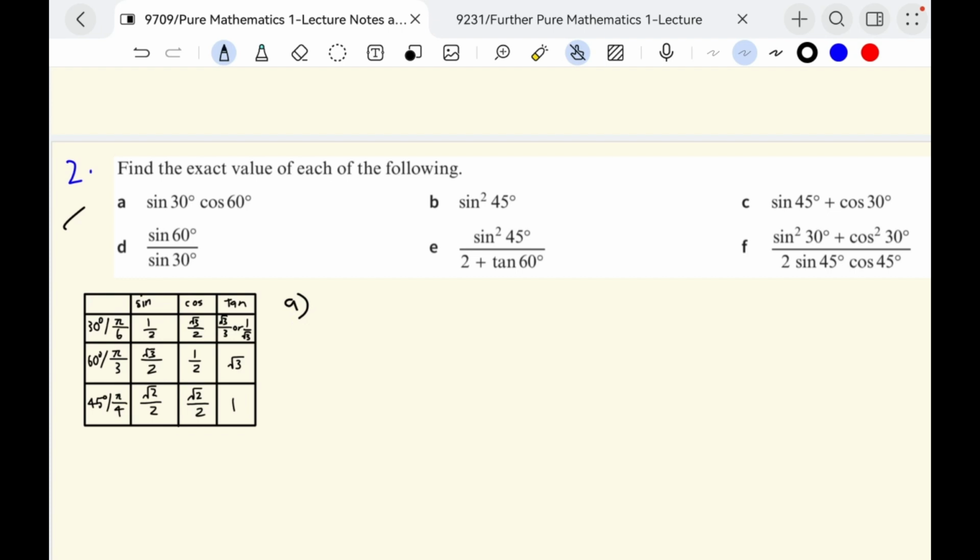Sine 30 degrees times cos 60 degrees. So what is sine 30 degrees? You should be aware that it is half. This table of exact values is actually the definition of the trigonometric ratios of the angles by using the unit circle. And what is cos 60 degrees? It's half as well.